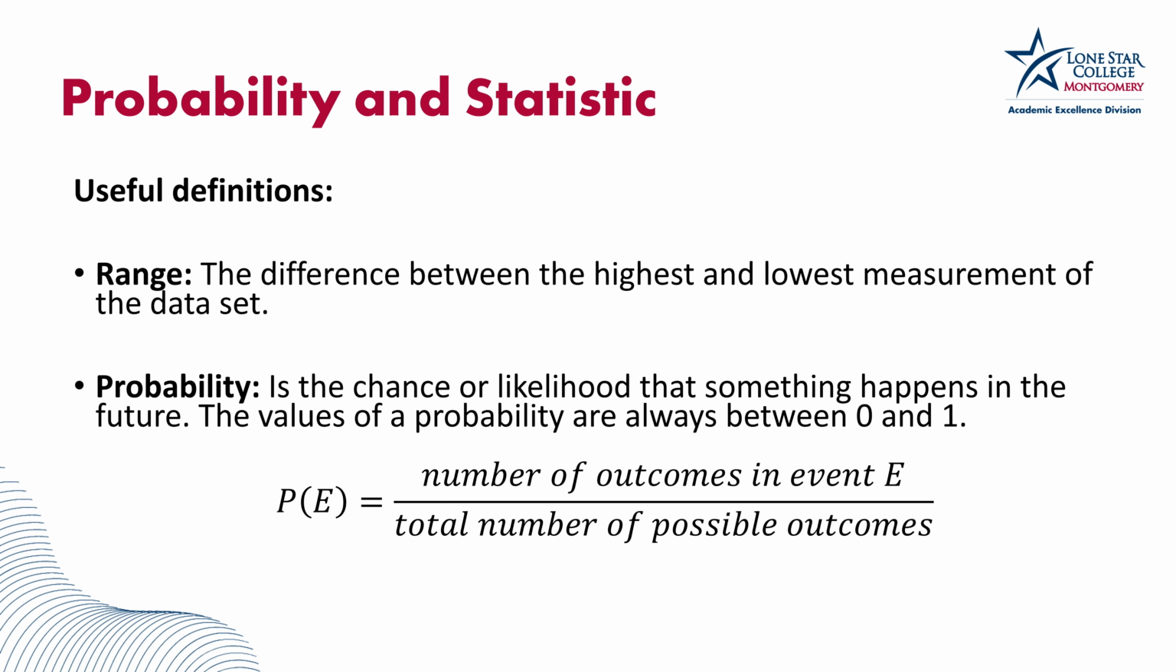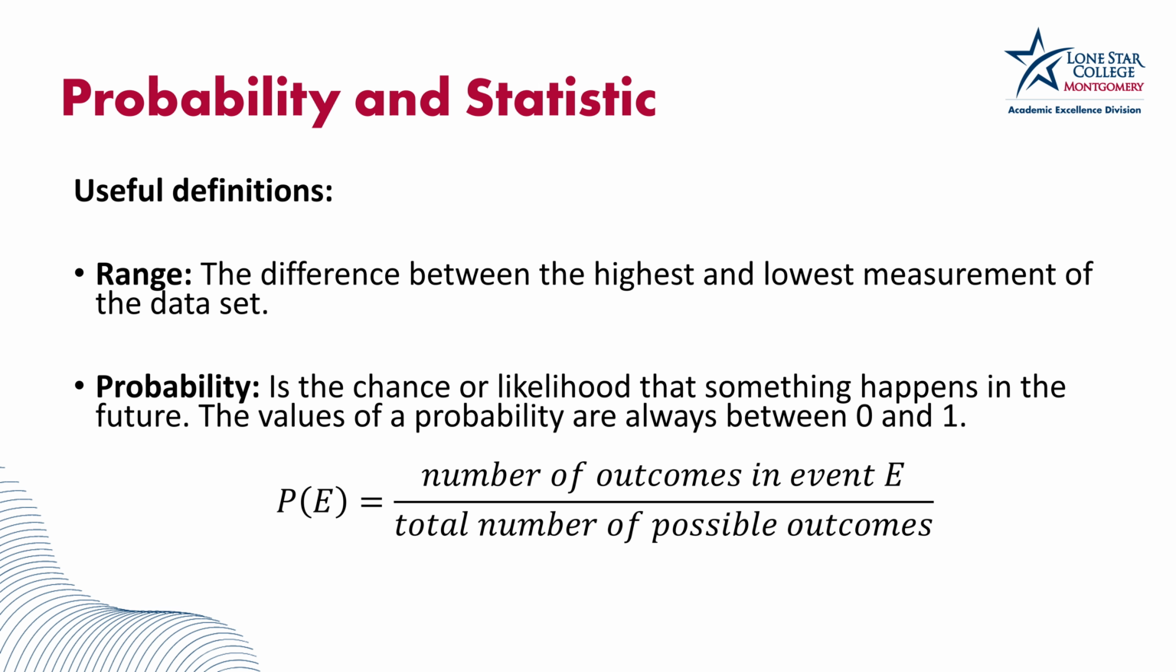Now moving on to probability. Probability by definition is the chance or likelihood that something happens in the future. The values of a probability are always between 0 and 1. When you write a probability, it has to be in fraction form. P of E means the probability of some event. On the top of our fraction is the number of outcomes in that event E, and on the bottom is the total number of possible outcomes.